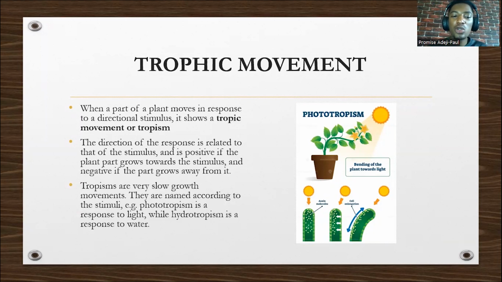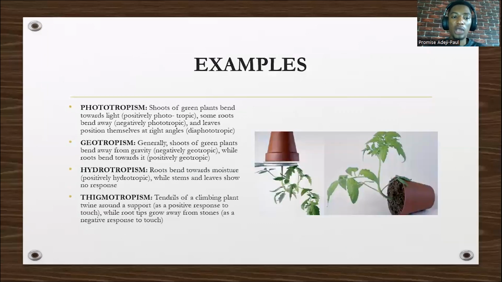So tropisms are very slow growth movements. Please think tropism, they are growth movements and they are very slow. They are also named according to the stimulus. We have phototropism that responds to light. We have hydrotropism that responds to water. So these are examples of tropism: phototropism, geotropism, hydrotropism. We also have thigmotropism that responds to touch. Please take note of that.